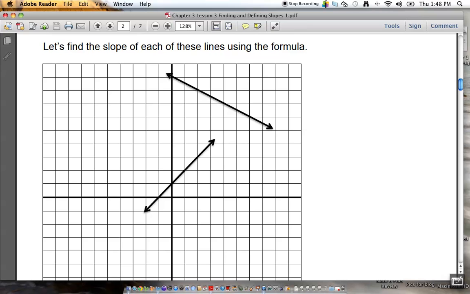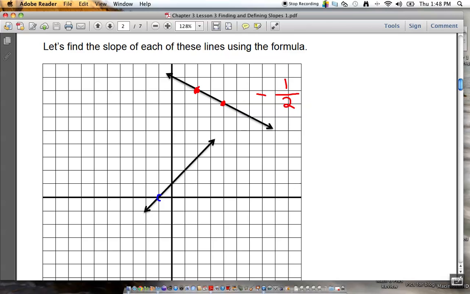Okay, so I look at my top line, here's a point, here's a point. Tell me, am I going up or down? Down. Down, so what's the slope going to be? Negative. And then how many do I go down and how many do I go over? Down one. Down 1 over 2. Good.